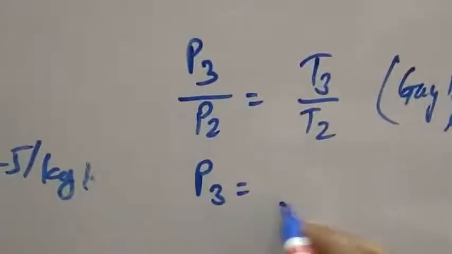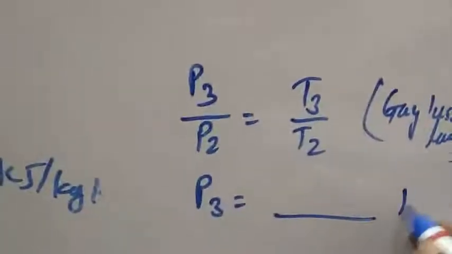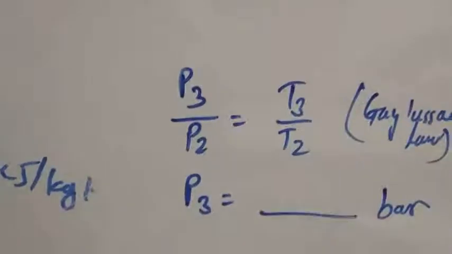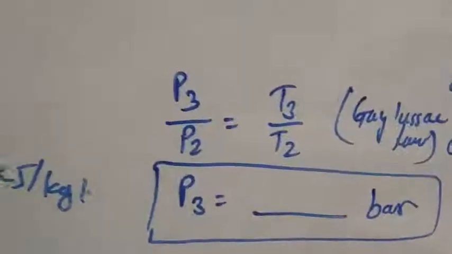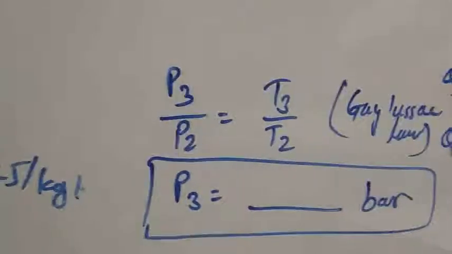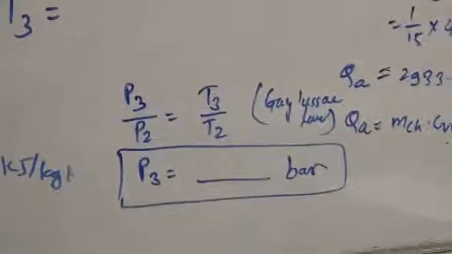That pressure, P3, will be in bar. This is the required answer. This is for the first case, case number 1, when the CV was varying with the temperature T.